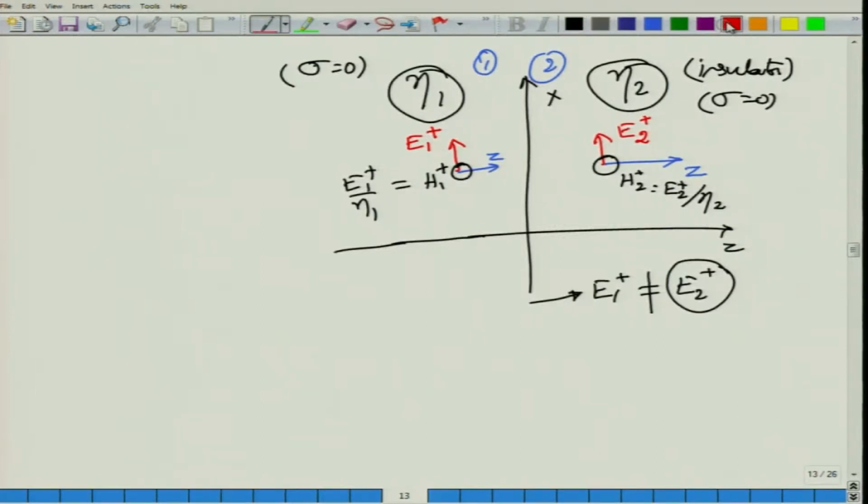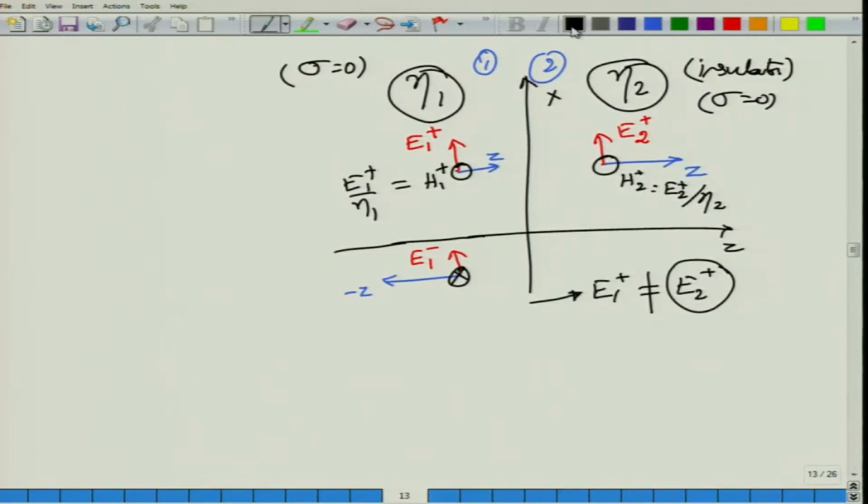And what would the reflected field look like? The reflected field we will assume to be in the same direction as the incident electric field. So, you have an amplitude of E1 minus for the reflected, and it is propagating along the minus z direction, and the magnetic field will have a minus y direction, so as to conform to the fact that the reflected wave is propagating along the minus z direction.